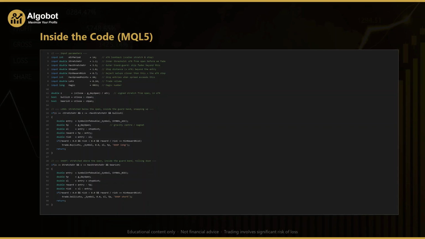The short block mirrors it exactly. Z must be at or above StretchAtr, at or below MaxStretchAtr, and the bar bearish. Entry is the bid, the take profit is again the day open, and the stop sits one stop distance above. Once the reward to risk filter passes, the trade.sell call goes out.